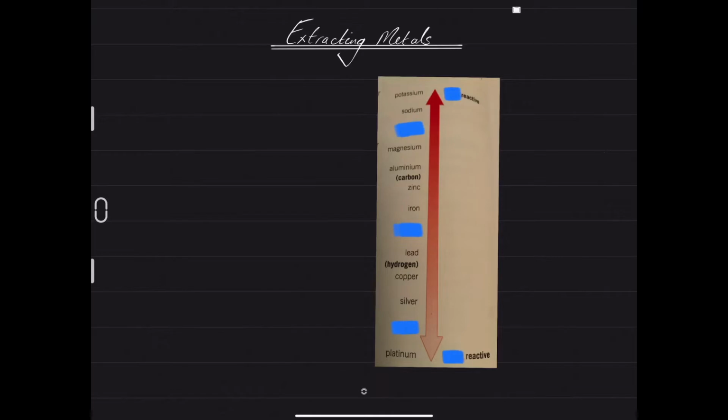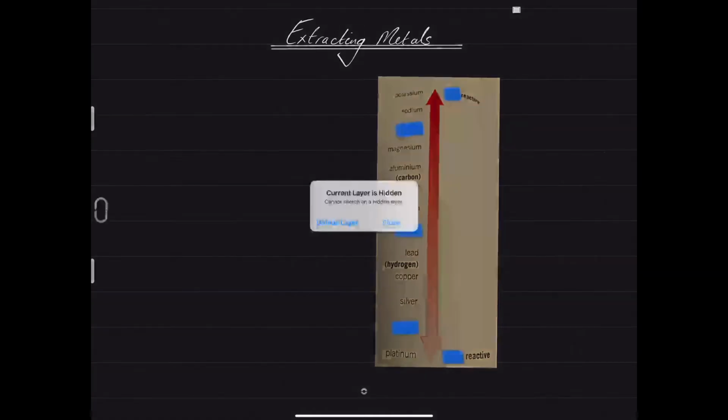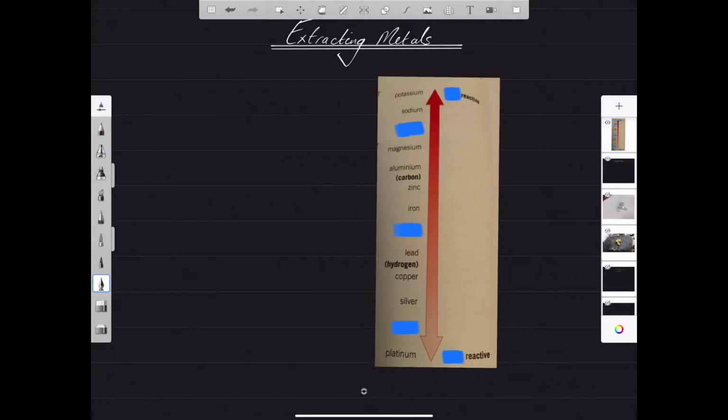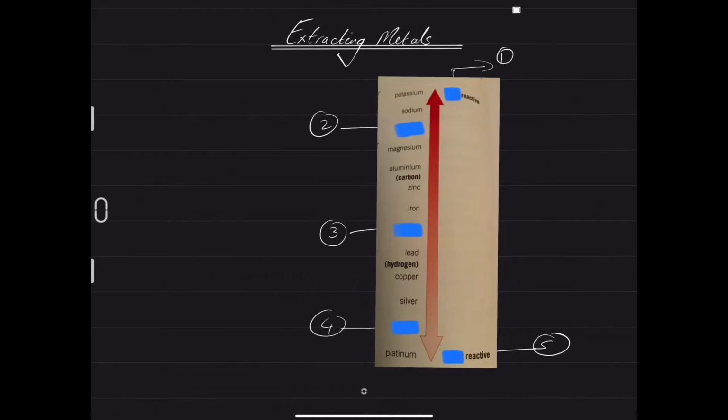So if we just take this as 1 and this as 2, 3, 4 and 5. I just want you to pause the video at this moment and label 1 to 5. So on your piece of paper, just put down what you think 1 would be, 2, 3, 4 and 5.